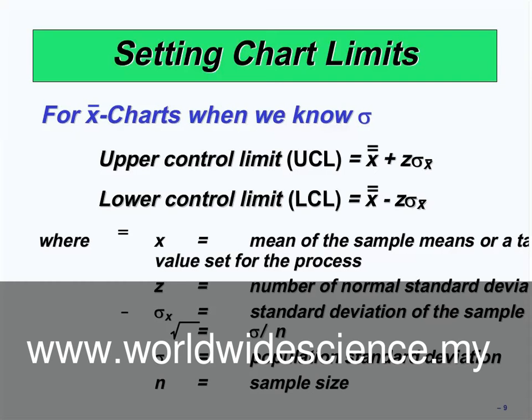They are constants. For example, Z can be equal to 2 or 3. You can use 2 or 3 yourself, and it depends on the accuracy of the production. For example, how much accuracy do you want to consider? You can select Z, the number of normal standard deviations. The number of standard deviations can be Z equal to 2 or 3, which are standard.